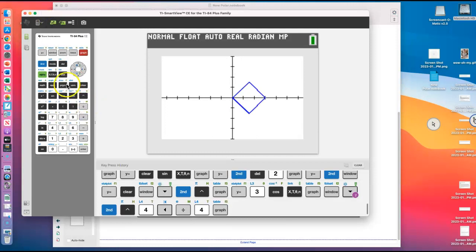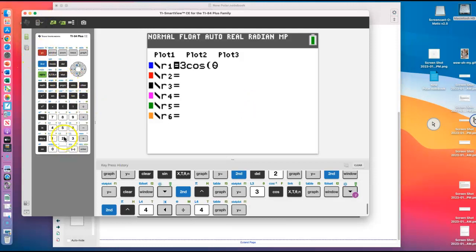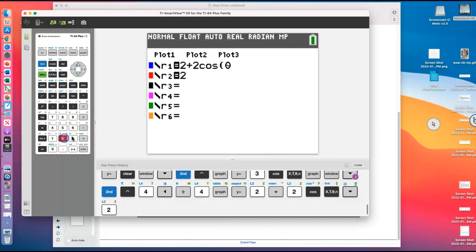So over here, I'm going to go back to my y equals, and we're just playing on our calculator. 2 plus 2 cosine theta was that top one. They make very similar graphs. The only difference between going from sine and cosine is the symmetry is going to be different. So 2 plus 2 cosine theta makes the same shape as 2 plus 2 sine of theta.